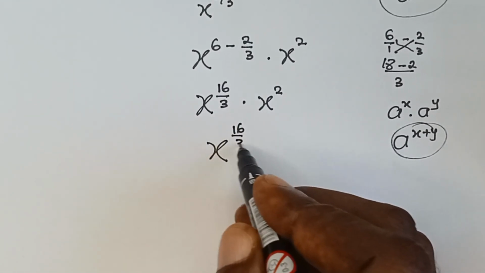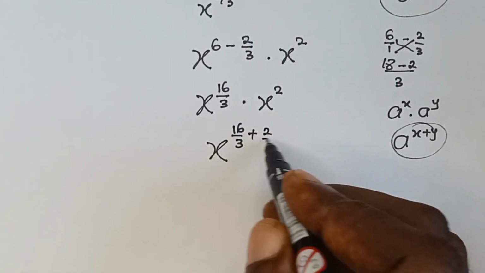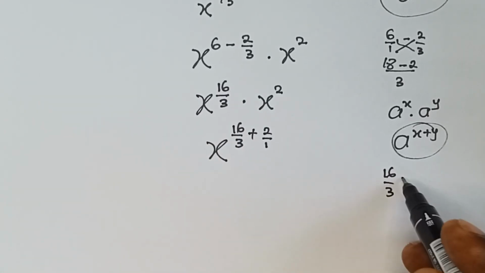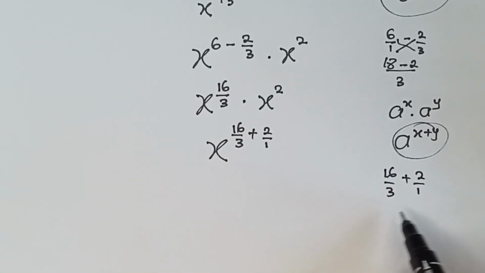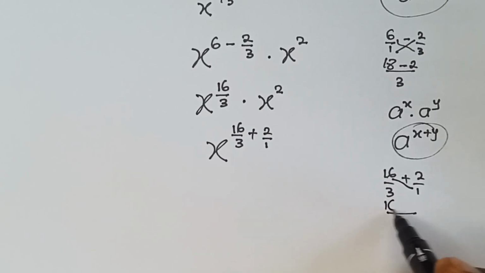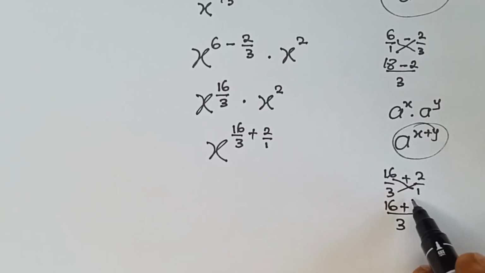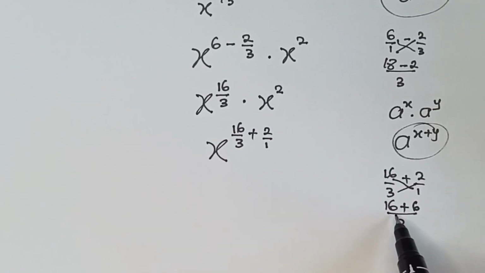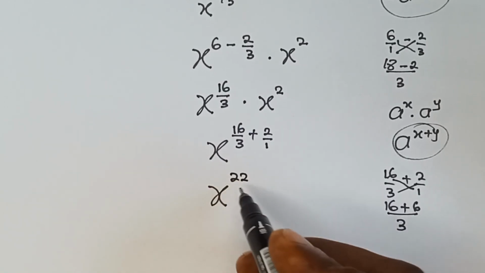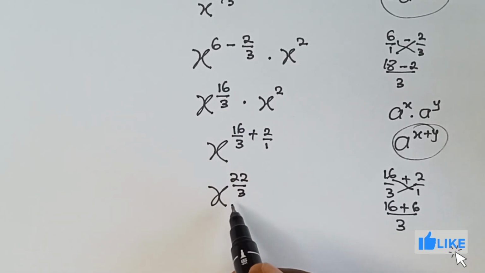We have 16 over 3 plus 2 over 1. Okay, so what is 16 over 3 plus 2 over 1? Let's quickly do that here. The LCM will be 3 times 1, which is 3. Multiply this by this, 16. Multiply this by this, 3 times 2 will give us 6. Right, 16 plus 6 will give us 22. So it means this becomes x raised to power 22 over 3. Right, so this is the final answer.